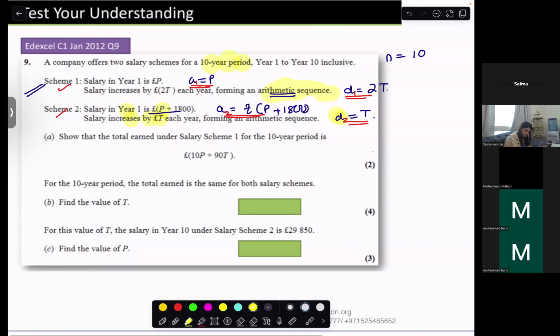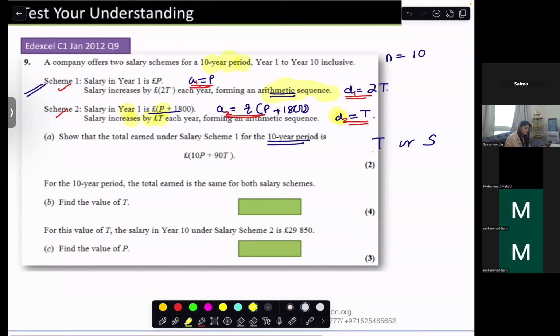Show that the total earned under salary scheme 1 for the 10-year period is 10p plus 90t. Okay, so what do they want us to show? T or S? Do they want the position or do they want the sum?